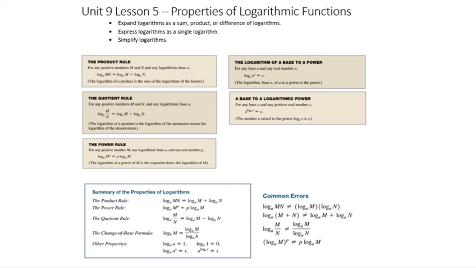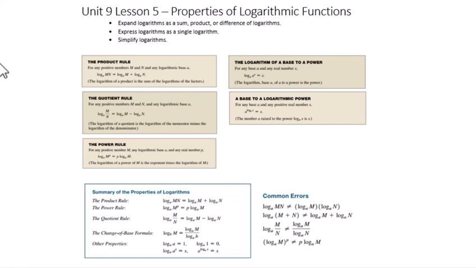Hello. Today we're going to be doing Unit 9, Lesson 5. We're going to be talking about properties of logarithmic functions. This is really a continuation of Unit 9, Lesson 4. So let's look at the different notes that I've left here. We have the product rule, quotient rule, and power rule. And these are different ways that we will expand logarithms.